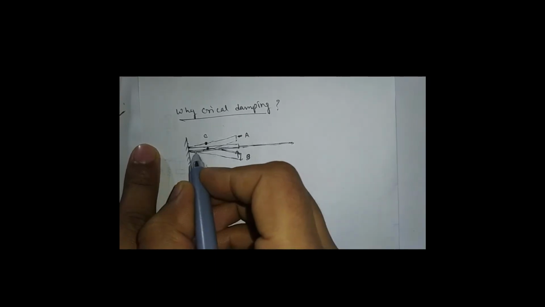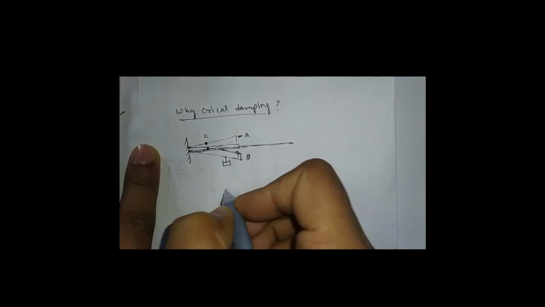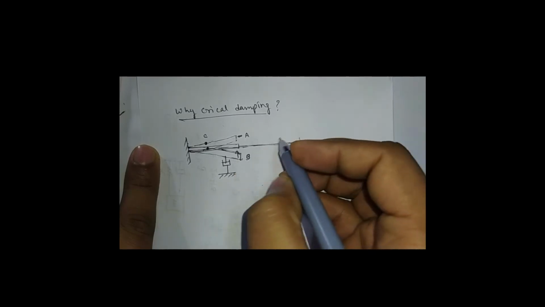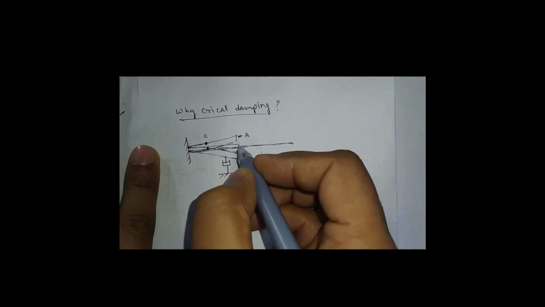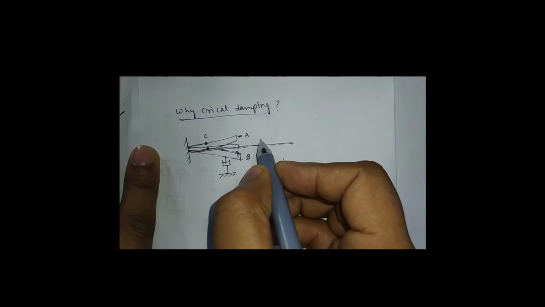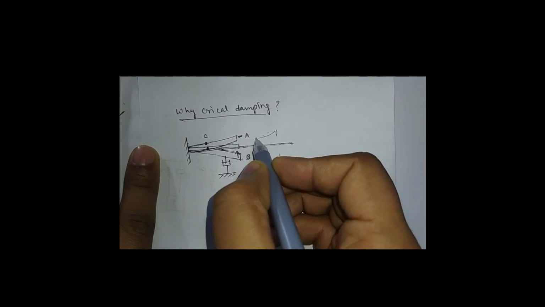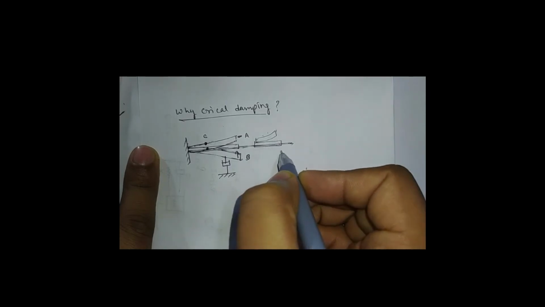So in order to prevent this, we can use some damper, a critically damped system, so that if we deflect the beam by some force and then leave it, the system or the beam will directly come back to its mean position without overshooting the mean position.